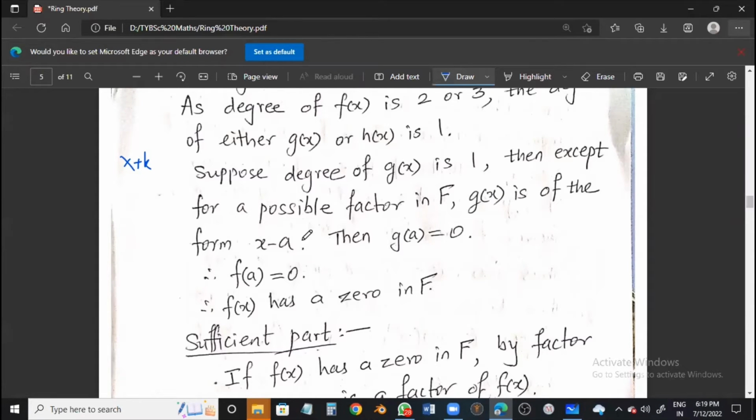And if it has factor x minus a, that will mean that g(a) is 0. And if g(a) is 0, then what will happen to f(a)? f(a) will also be 0 because your f(x) is the product of g and h. So it is g(x) into h(x). I suppose you followed me. So if I put a here, then this will be g(a) and this will be h(a), but this value is 0. So automatically f(a) becomes 0. What this means? f has a 0 in F. Followed?